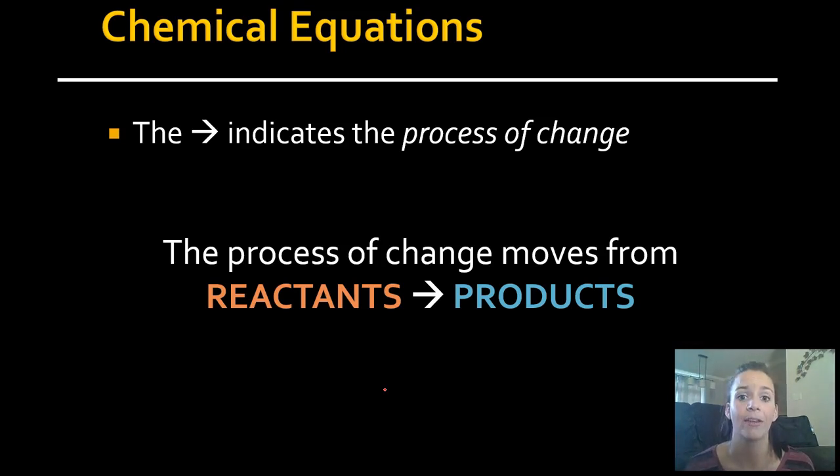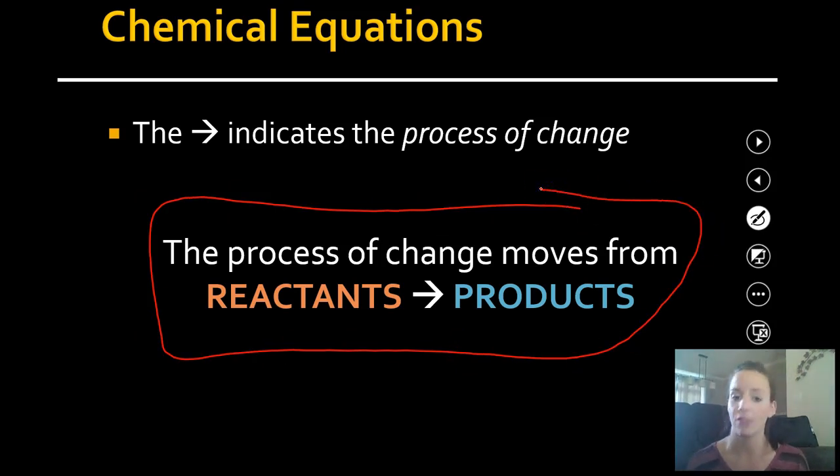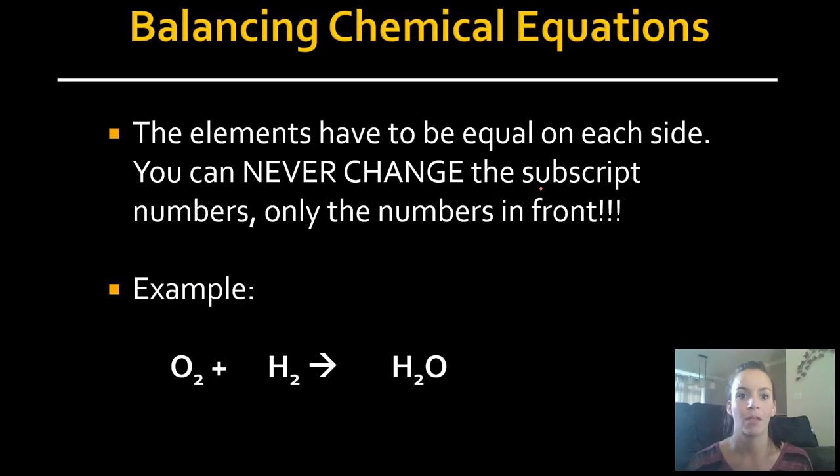Chemical equations then show the process of the change. So super, super important that you remember that the reactants are always on the left side of the arrow and the products are always on the right. And when we balance chemical equations, you need to specifically pay attention to the fact that the subscript numbers never change. You only change the numbers in front. So let's do this one here at the bottom.